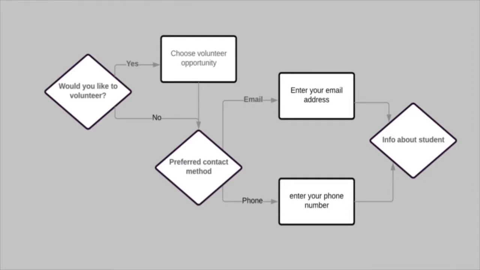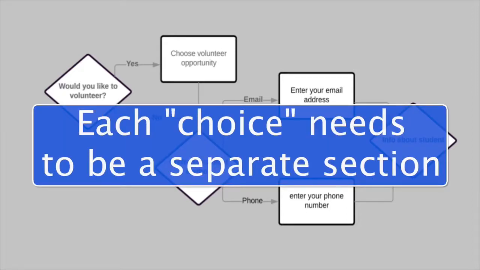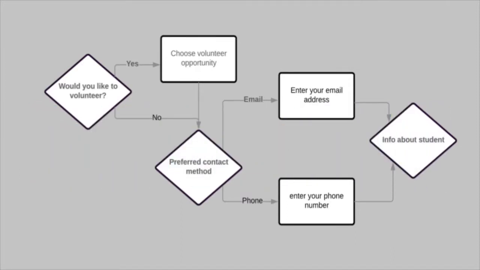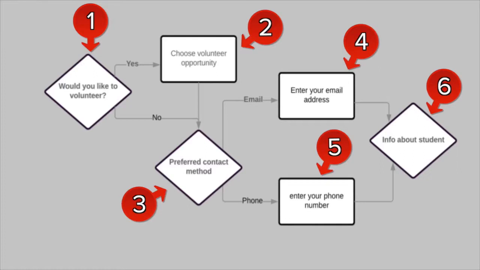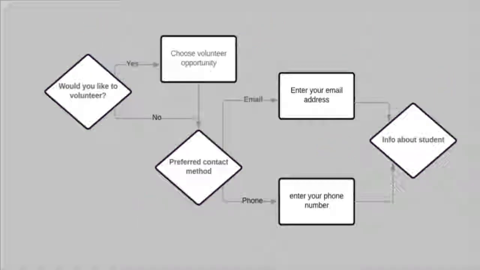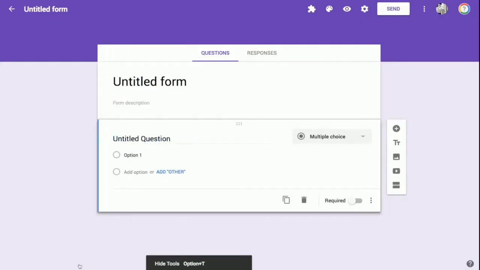To create a form with branching, you must use sections. Each option that you want to be available as a choice needs to be in its own section. So in my parent survey, I will need 6 sections. A section for the volunteer question, one for the parents to choose a volunteer opportunity, a section for the contact, and a section for the email address, phone number, and one for the series of questions that I'm going to ask about the student. Sections can contain just one or many questions or media.